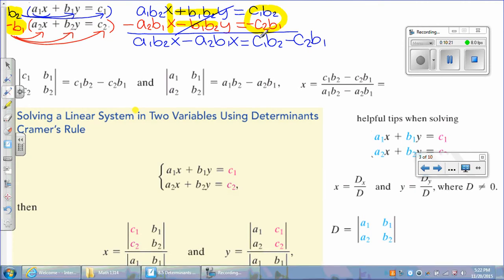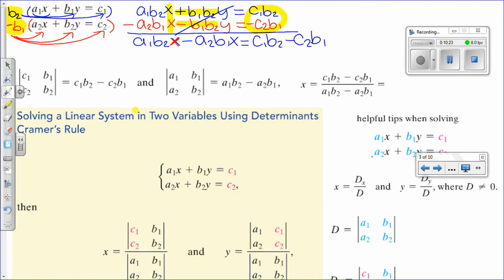Now, what I'm going to do here, you notice both of these terms have an x. So I'm going to factor out that x. And by doing that, I will obtain a sub 1, b sub 2 minus a sub 2, b sub 1. On the right side, I still have my constant terms.